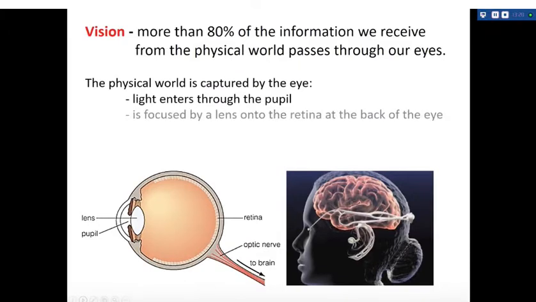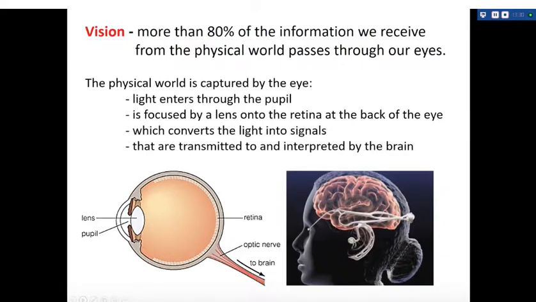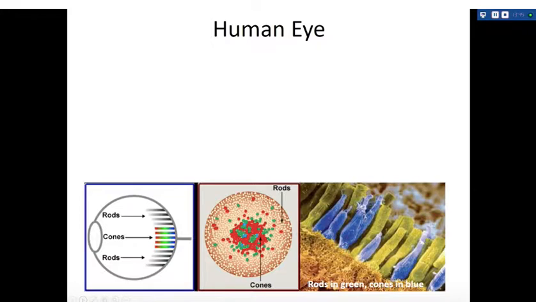Light enters through the pupil here, gets focused on the back of the retina. The signals of the retina are converted, go down the optic nerve to the brain. The brain then interprets those signals to tell us, okay, oh, I recognise this person. I know what this task is. That is a danger. Okay, so the human eye basically consists of rods and cones.